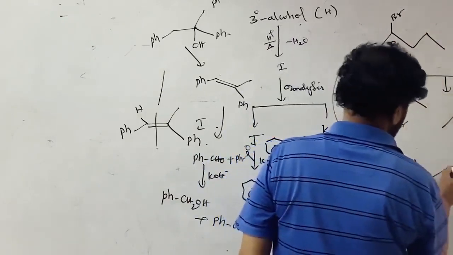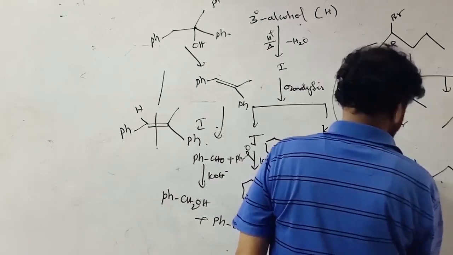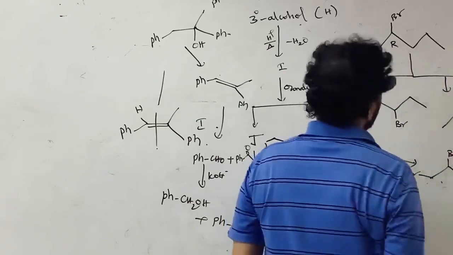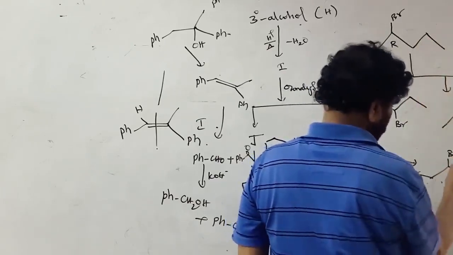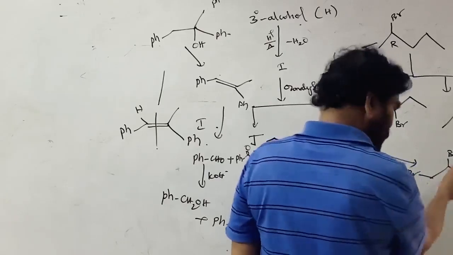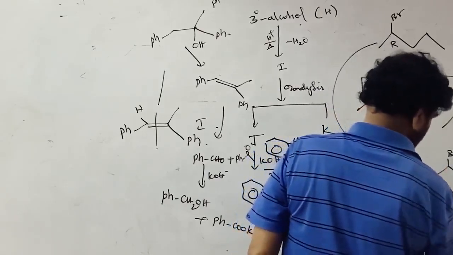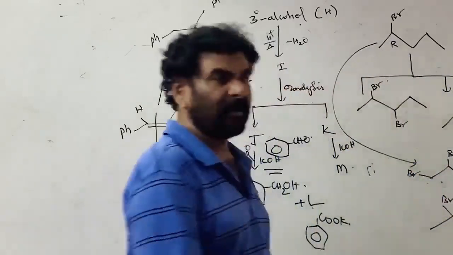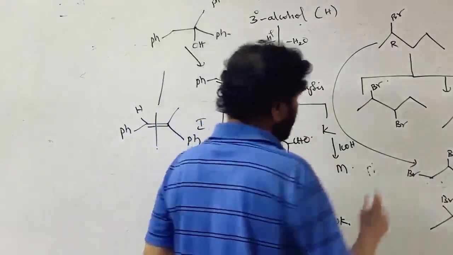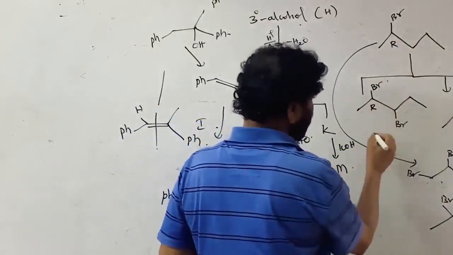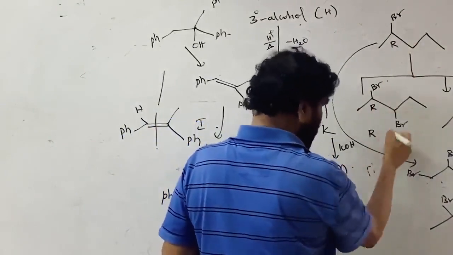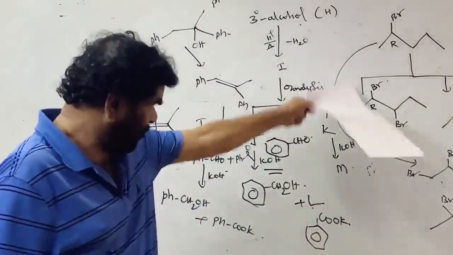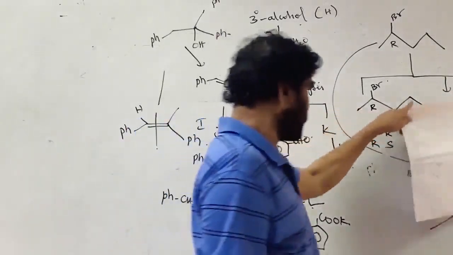That is here. 1, 2, 3, 4, 5. This can be here. Bromine can be here also. So it is asking how many chiral products are possible. See here, this is R. This is R. R, same. This can be R and R. This can be S. 2 are possible. Both are chiral centers.